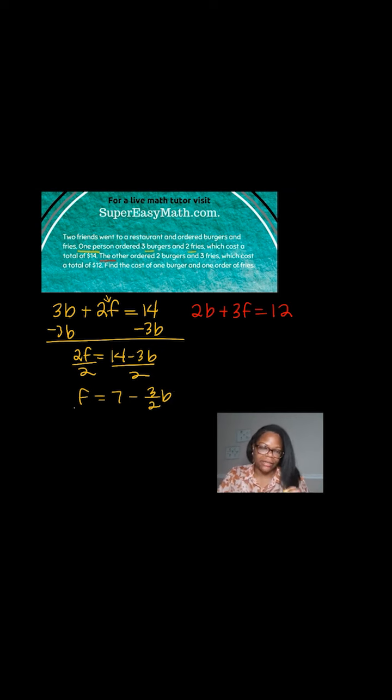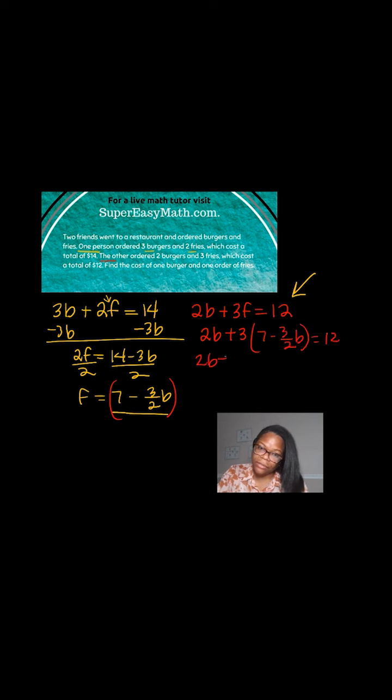Now I'm going to take this value and plug it into this equation. But instead of writing F, I'm going to write what I just calculated F to equal. So I have 2B plus 3, and instead of F, I'm going to put all of this in parentheses: 7 minus 3 over 2 B, equals 12. So I have 2B plus 21 minus 9 over 2 B equals 12.